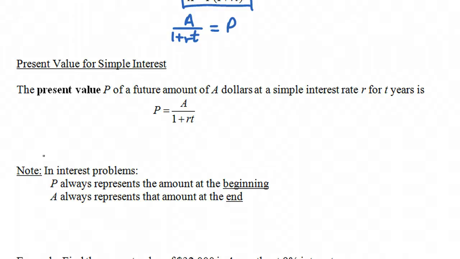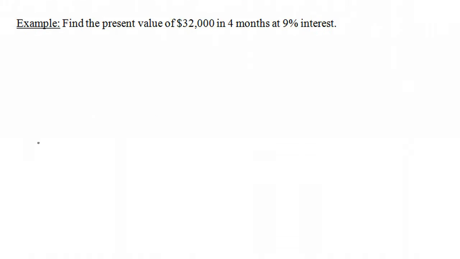Now, a note here, in interest problems, P is always going to represent the amount at the beginning. So it could be either called the principal or the present value. So we call it P for principal or for present value. A is the amount at the end. That's like the future value or the maturity value. Okay, let's do two examples here.